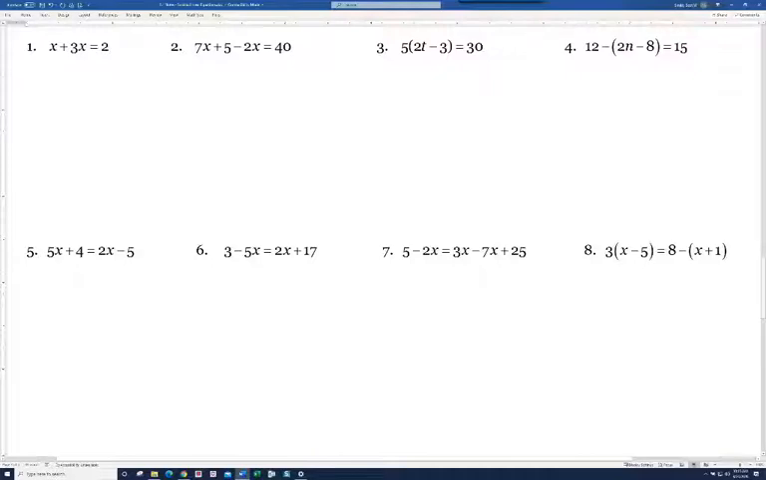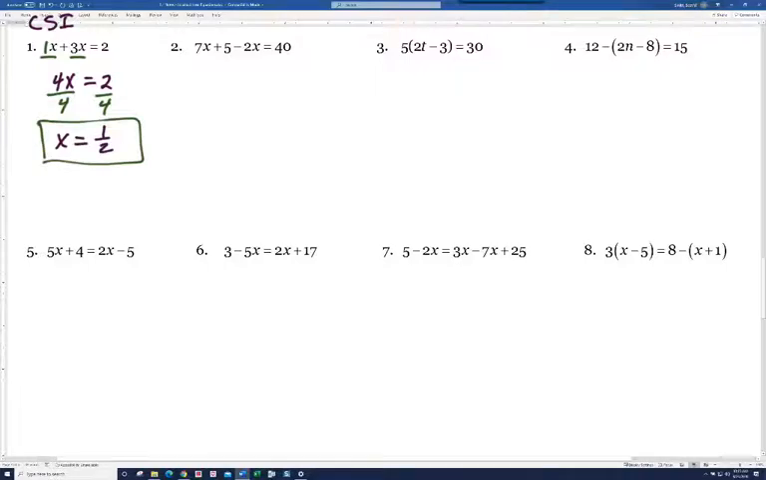So if you look at the first problem here, again, we're going to use CSI. As I look at this first equation, I don't have any fractions to clear, but I do have some simplifying to do. Notice that we have a 1x and a 3x, that's 4x, and so we can simplify the left side. We get 4x equals 2, and see, we're done now. We've got a one-step equation, and we can finish this out pretty quick. Just divide both sides by 4, and we're going to get x equals 1/2.